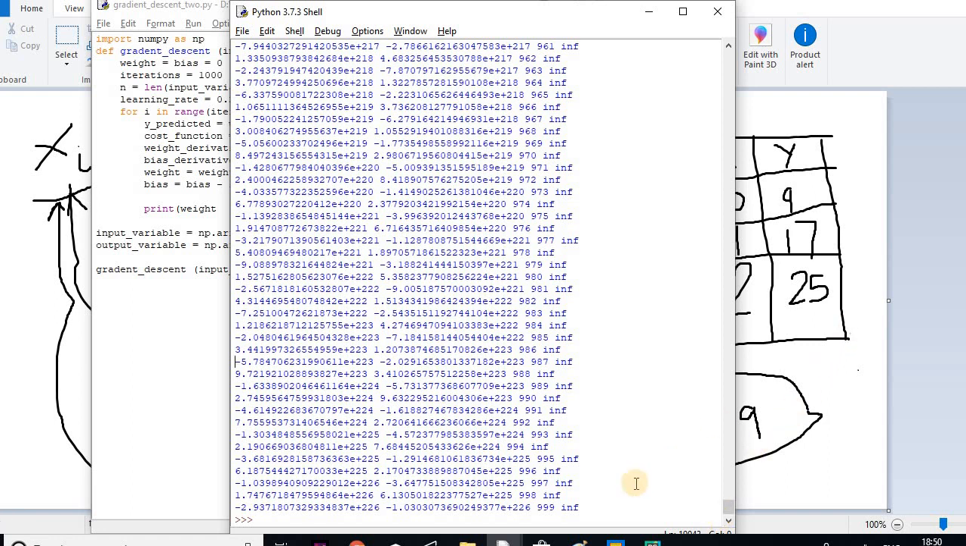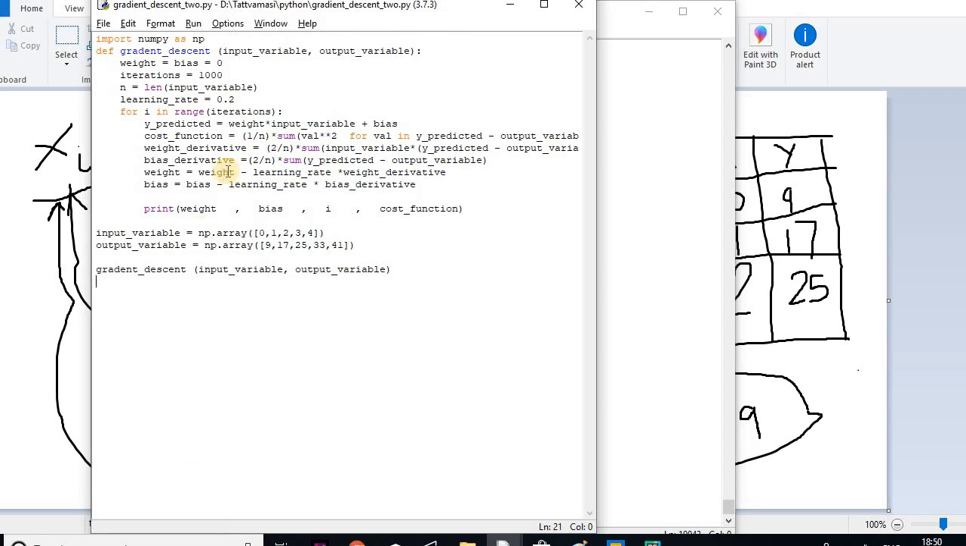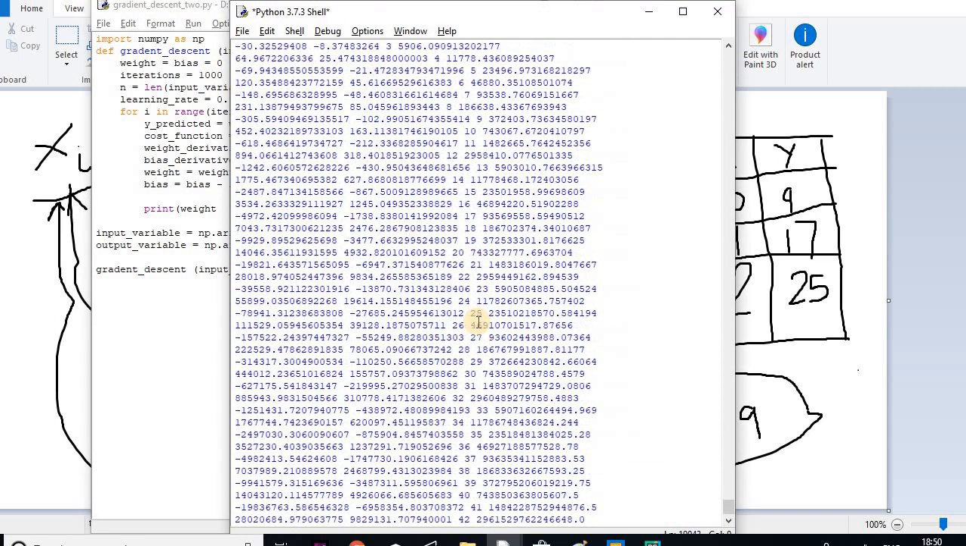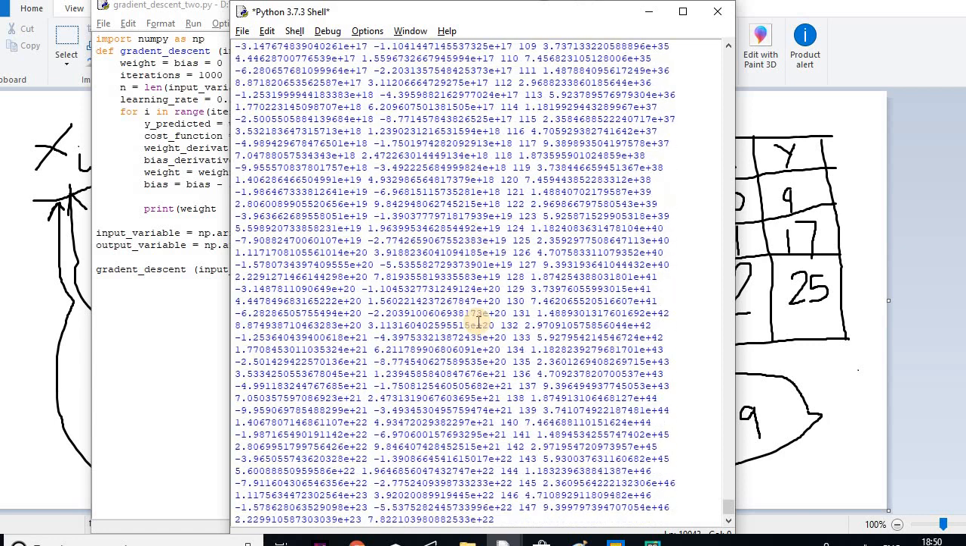So we put it as 0.2. Now let me put it as 0.1. Let me see how it is happening. Let me put it as 0.2. Let me put it as 0.18. So let us see how it's going. 0.18. Let me see the output. So I am running the module now. So from 0.2 I came up to 0.18.